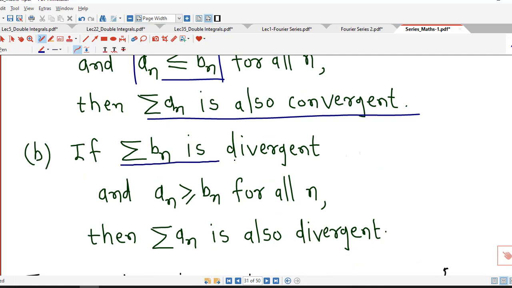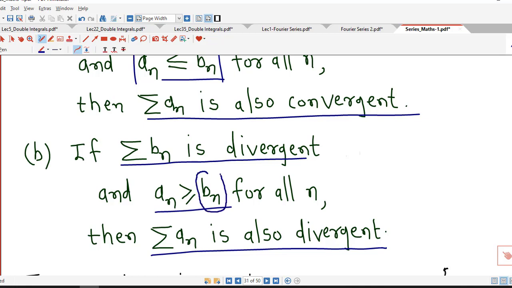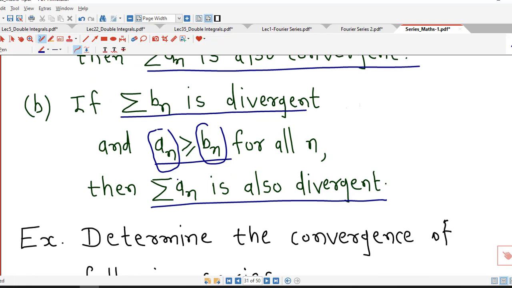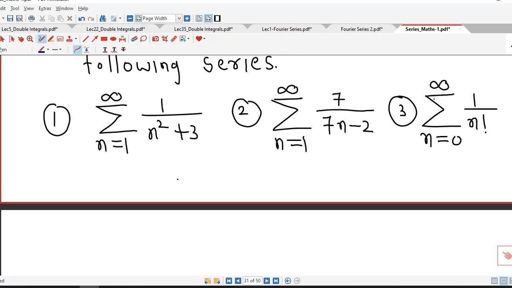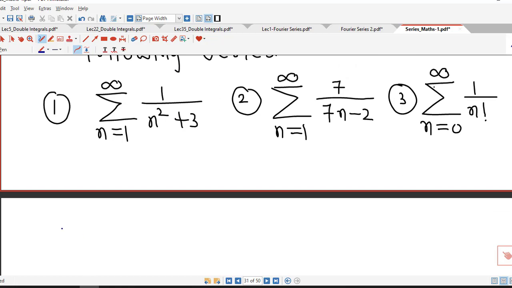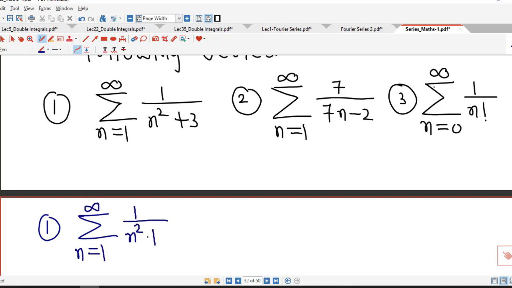Now if sigma bn is divergent and an is greater than or equal to bn for all n, then sigma an is also divergent. That means if smaller series is divergent, bigger series is also divergent. So we consider some series to check the convergence by direct comparison test. So first series is sigma n equal to 1 to infinity 1 over n square plus 3.